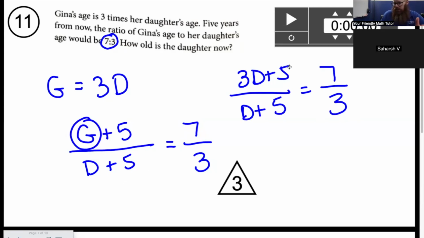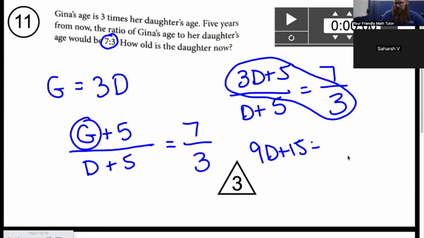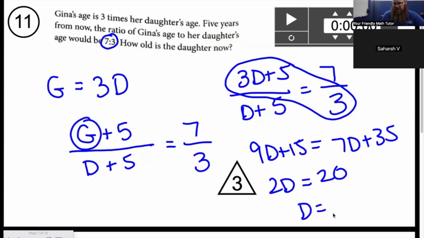Well, the reason I set it up like this is you could just do cross multiplication. So this is 9D plus 15 is equal to 7D plus 35. And then if I move the 7D over here, I'll get 2D. If I move the 15 over here, I will get 20. So then D equals 10.